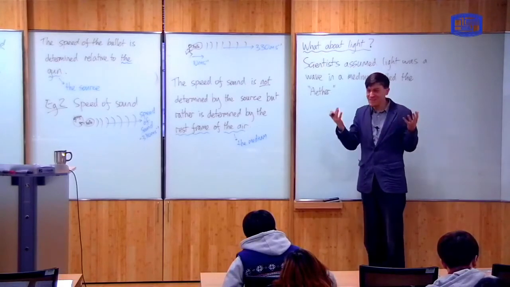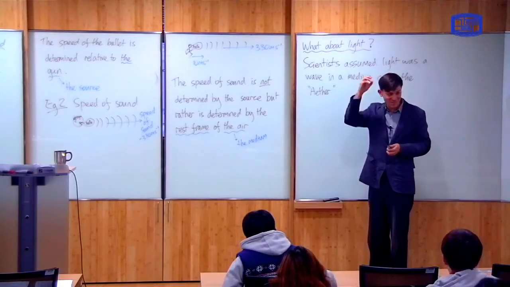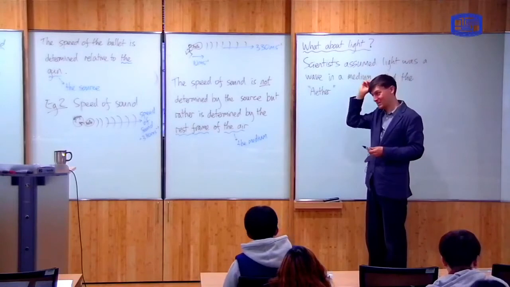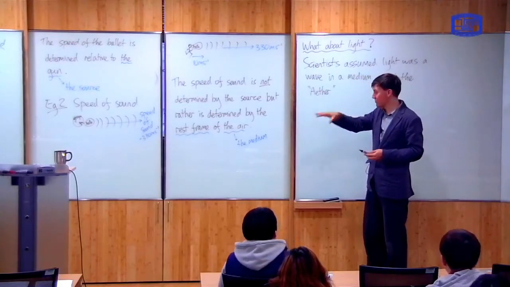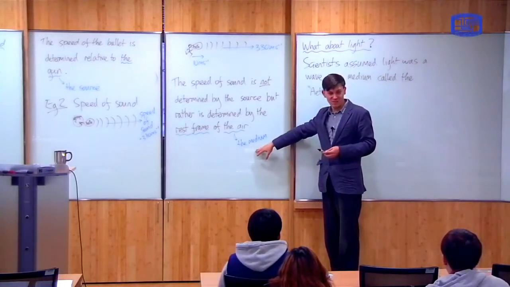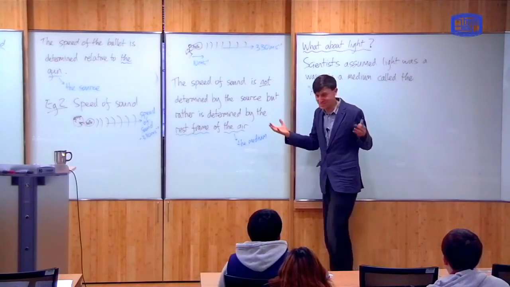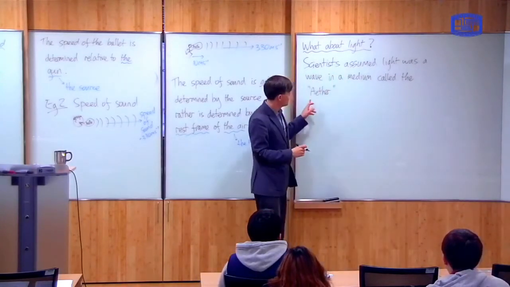We can't detect this, so they just thought of a name. They literally invented it. Light seems to behave like a wave, therefore it should have some medium in which it travels. Let's call it the ether. It's just that simple. So this is called the ether.